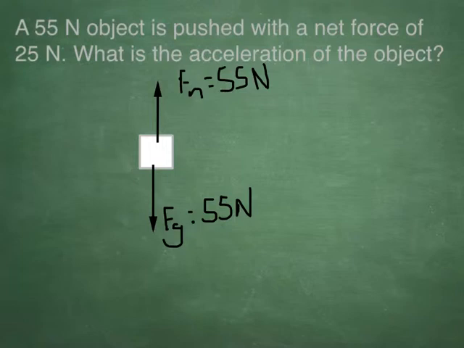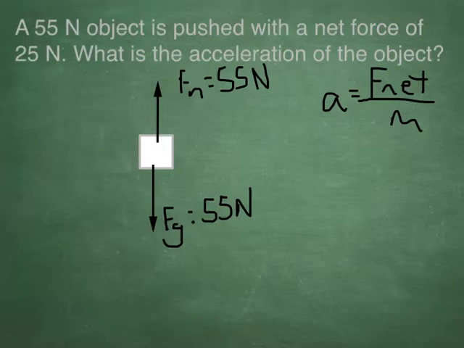So if we use Newton's second law, telling us that acceleration is net force divided by the mass, we're nearly ready to make our final calculation. The only problem is that right now we're not given a mass, we're given a weight, and so we can't just stick 55 newtons in there. It's not going to come out correctly for us. We have to convert that 55 newtons into a mass.